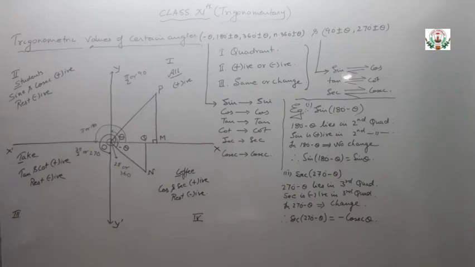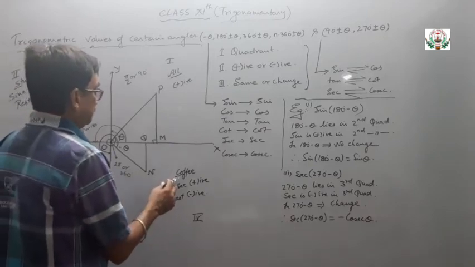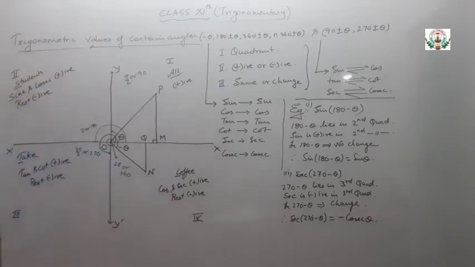Now we come to the third quadrant. Take T, tan and its reciprocal cot. So in the third quadrant, tan and cot will be positive, and the rest of the four trigonometrical ratios in the third quadrant will be negative. Last, coffee, C: cos and its reciprocal sec will be positive in the fourth quadrant, and the rest of the four trigonometrical ratios will be negative.